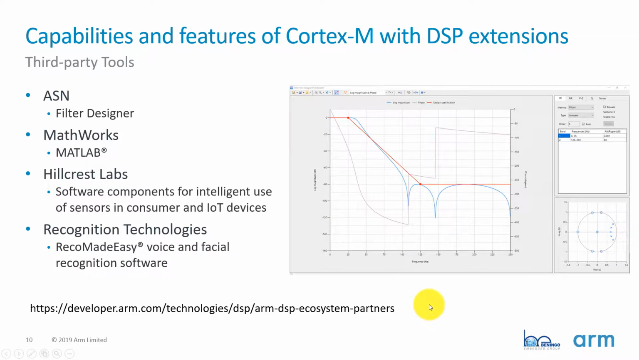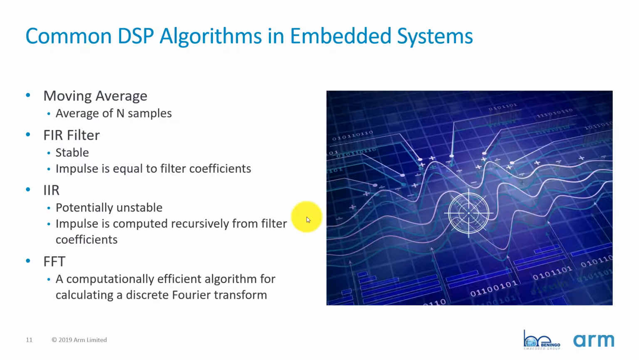Let's start getting into some of the details of what types of algorithms we can use in our embedded systems. Now, there's really four very common types of DSP algorithms that I find in embedded systems. The first is a moving average. Most of us are very familiar with this. We take a sample on our ADC sensor peripheral, and we average it some number of times, and we get some moving average of what the data is.